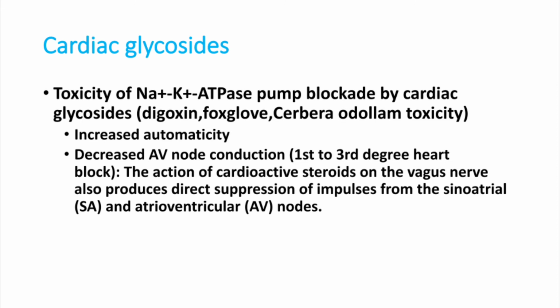The action of the cardioactive steroids, that is cardiac glycosides, on the vagus nerve also produces direct suppression of the impulses from the sinoatrial node and AV node. So it can sometimes produce suppression of the conduction. So sometimes it produces unwanted tachycardia, sometimes it produces block. In the early phases, some patients can have tachycardia, but in late phases, most of these patients present with complete heart block. That is a classical finding. Complete heart block is a major and classical finding.